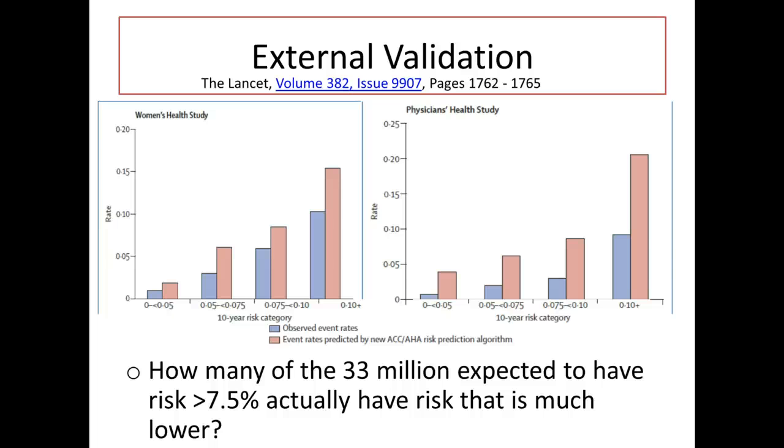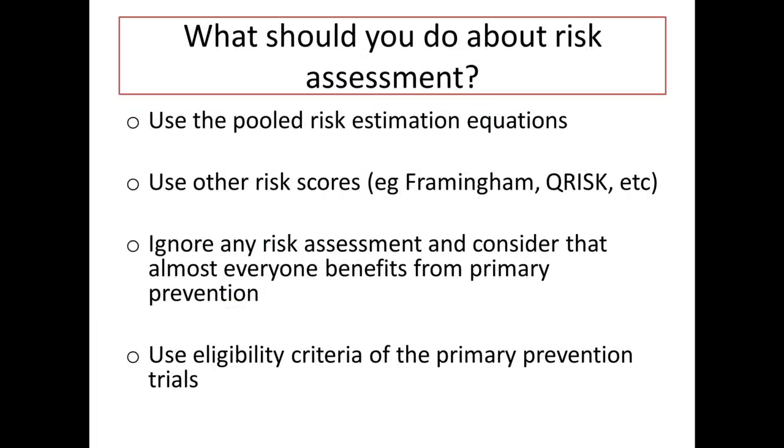Remember, I showed on that slide earlier that based on a conservative estimate, 33 million new people will have a risk greater than 7.5% and should be on a statin. You've got to wonder how much less people might need a statin if you believe that giving statins to a lot of people is not a good thing. So what should you do about risk assessment? This is my opinion. It's not from anything.